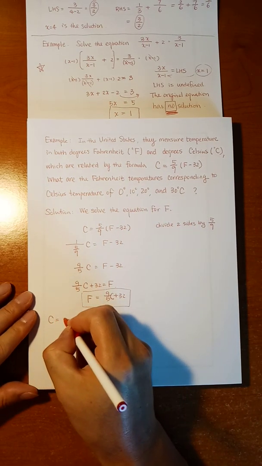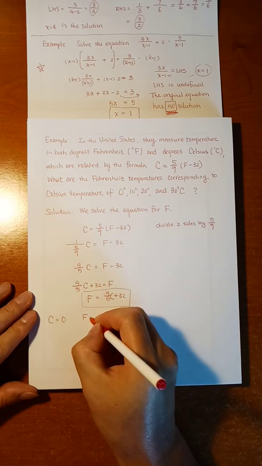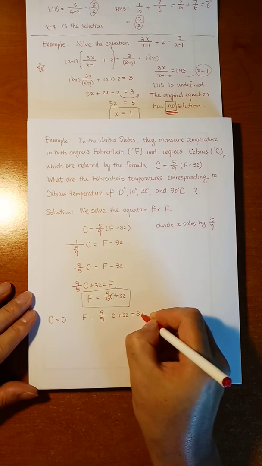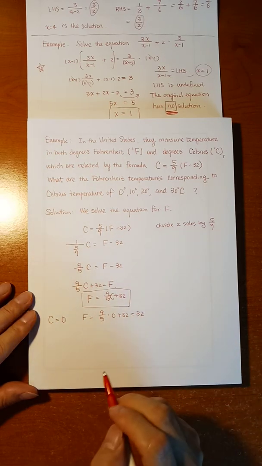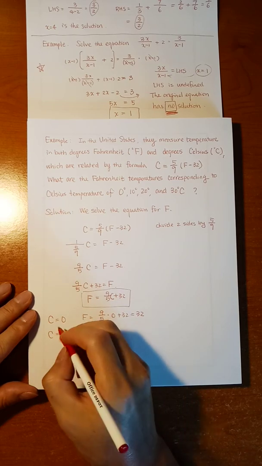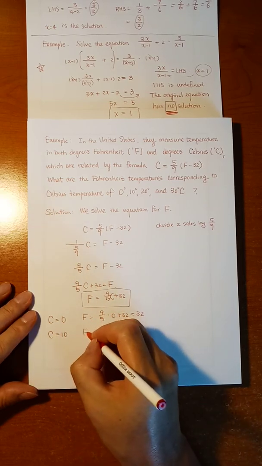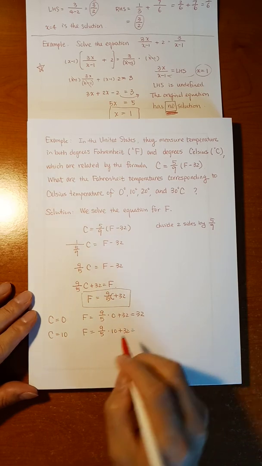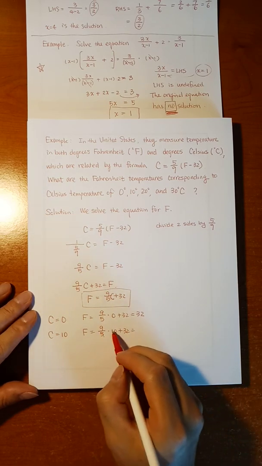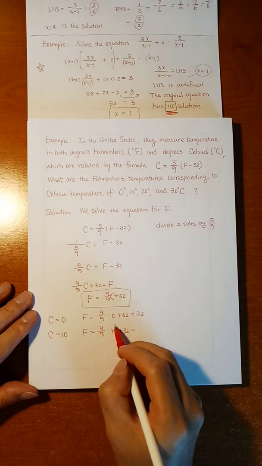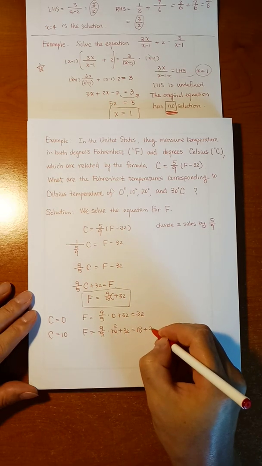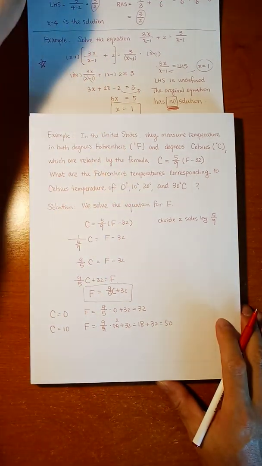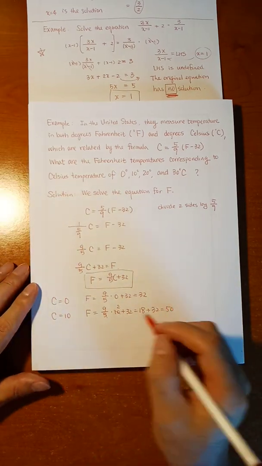So when C is 0, F is 9/5 times 0 plus 32, which is 32. 0 times any number is 0, plus 32 is 32. When the Celsius degree is 10, F is 9/5 times 10 plus 32. 10 and 5, you cancel 5, you get 2. 9 times 2 is 18. 18 plus 32 is 50 degrees. So the Fahrenheit degree is 50 for the Celsius degree 10.